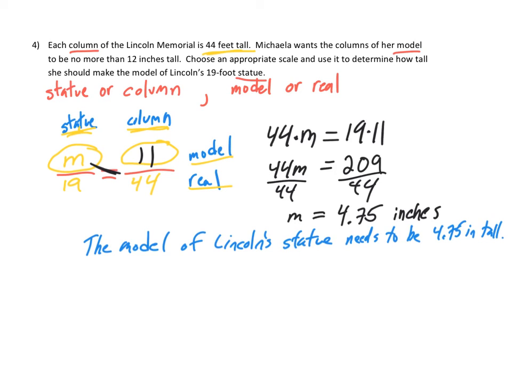For example, had I switched the 11 and the 44 around, that would have gotten me totally the wrong thing. Then I would have had model is to real is to model. I need to make it model is to real as model is to real, and those have to stay the same. Statue of this has to go with column of this. You can't go statue, then column, and then statue. There has to be the same things going in the same order.